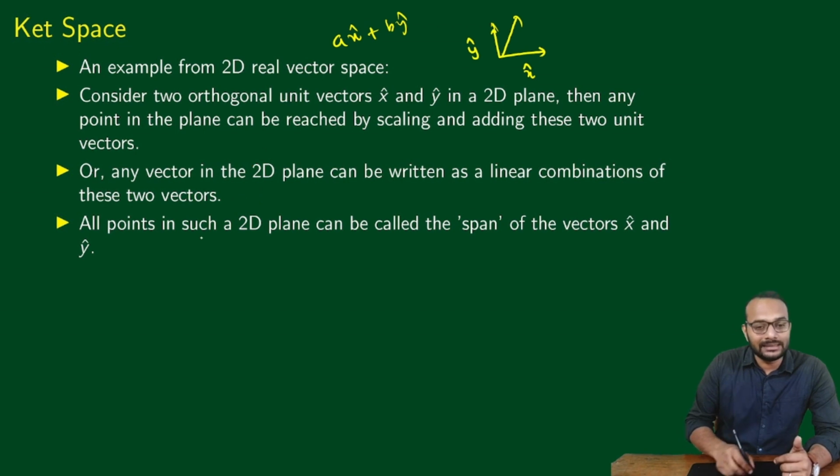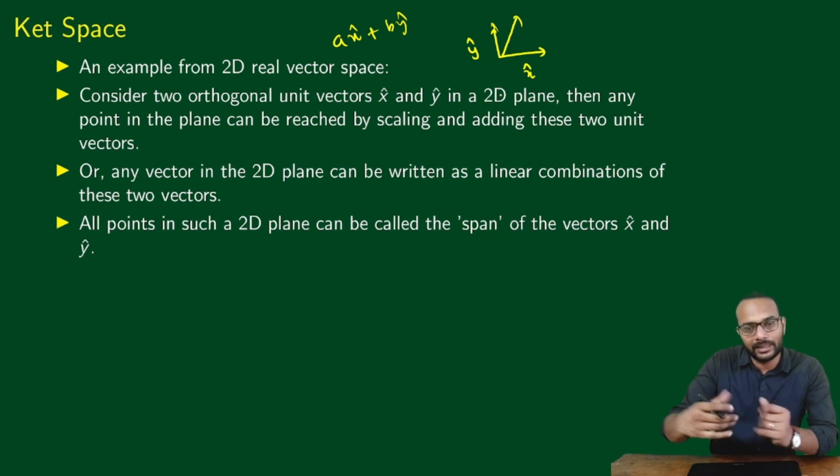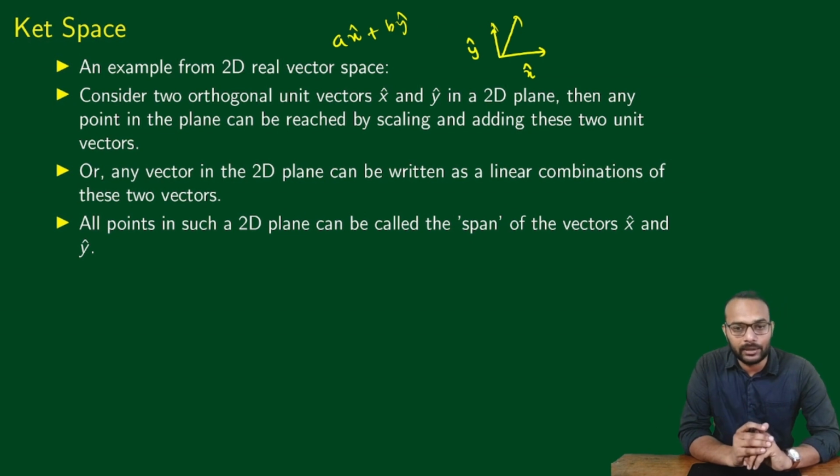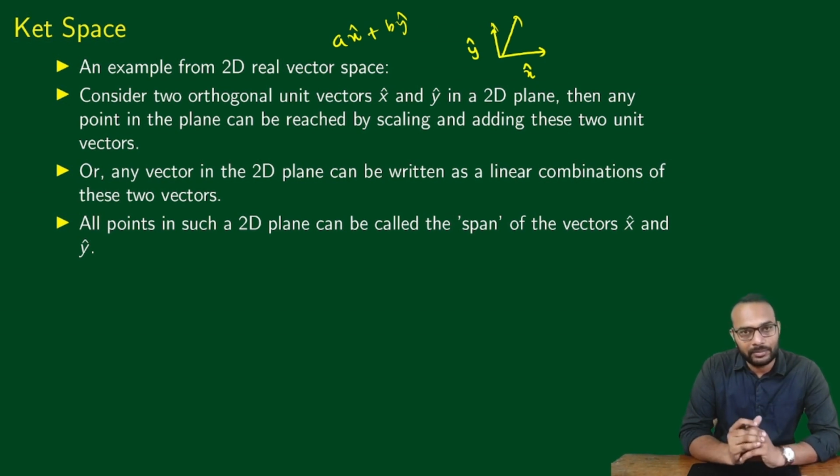All right, then we say that all points in such a two-dimensional plane can be called the span of the vectors x hat and y hat. Right? So this two-dimensional space, this two-dimensional plane, can be called the span of the vectors x hat and y hat. Okay, and we know that we call x hat and y hat base vectors. And if you have a complete set of base vectors, any vector in that space can be written as a linear combination of these base vectors.